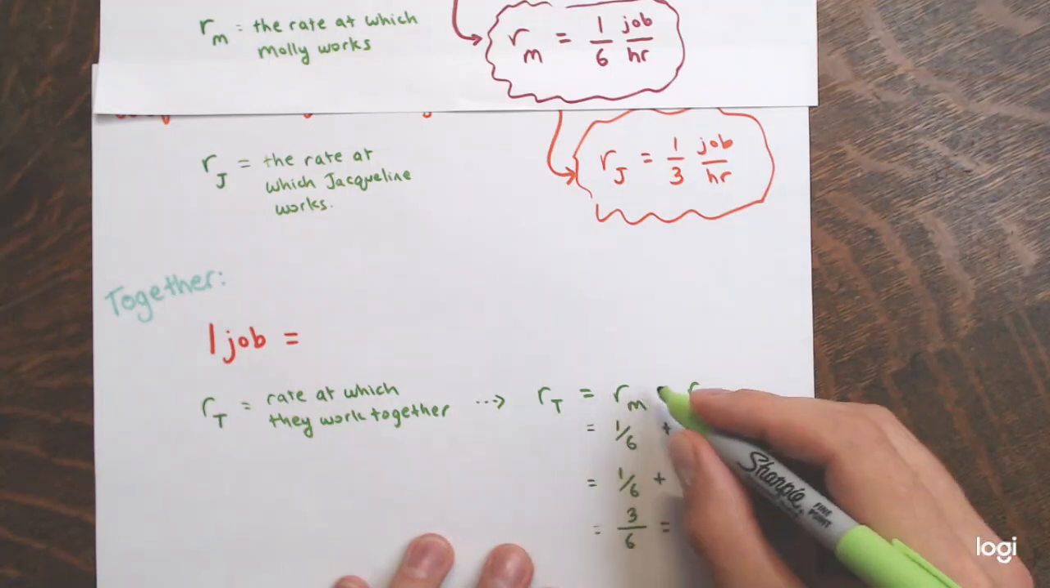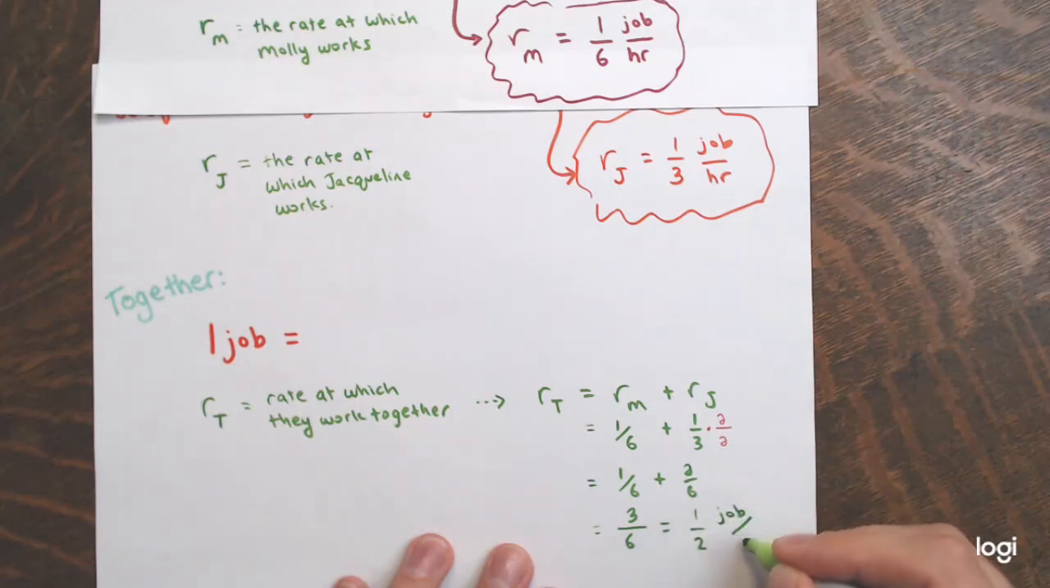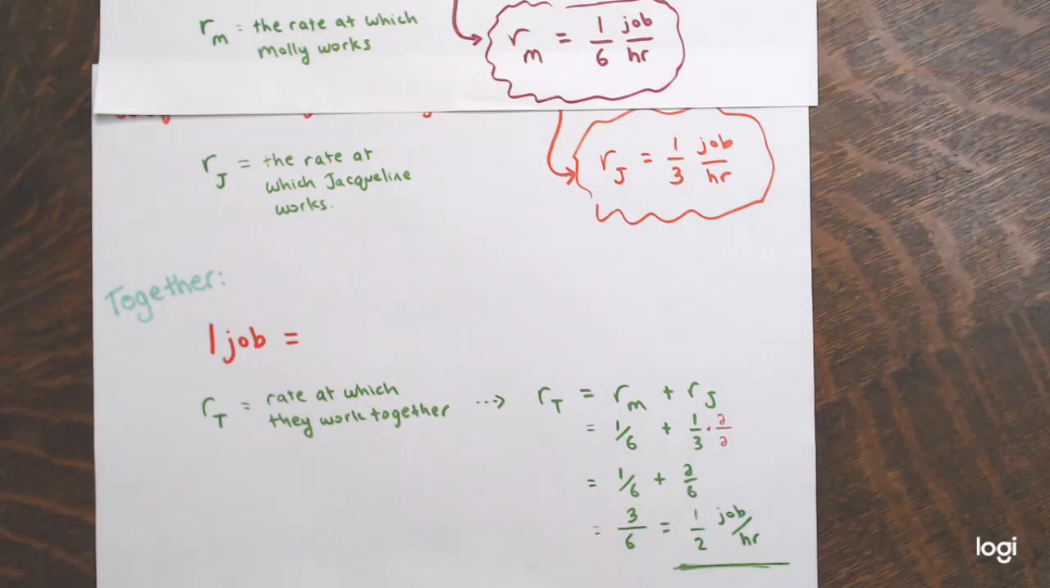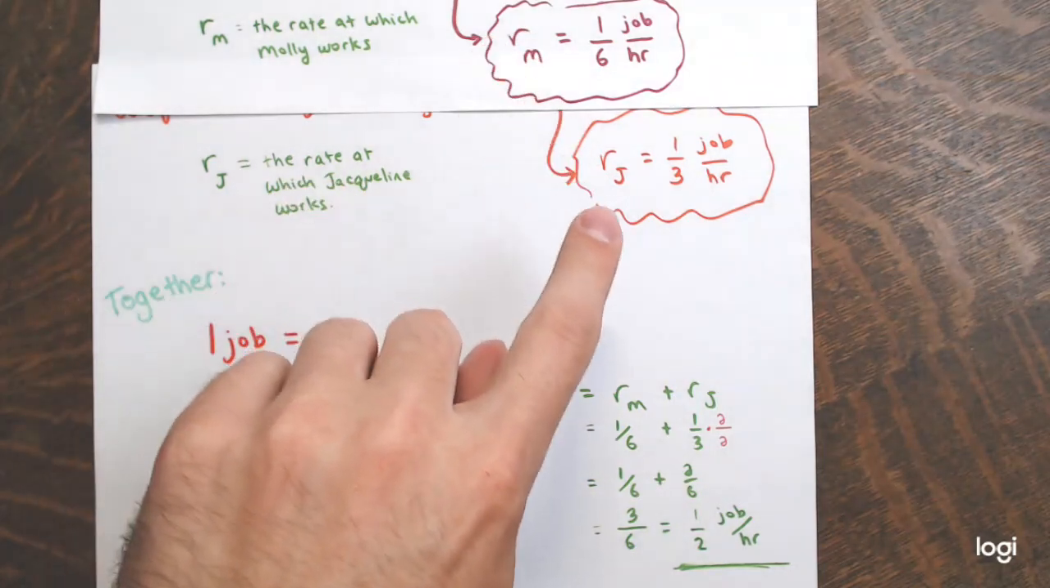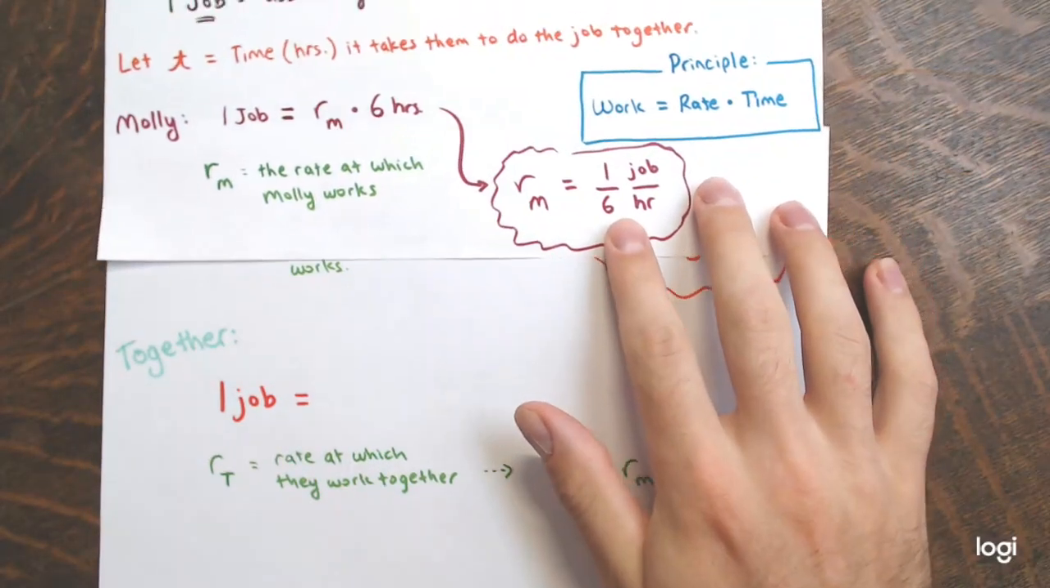And remember, all these are rates. All these have this unit of jobs per hour, right? So this is important, right? This is going to help us a lot because, so I said I didn't know the rate at which they work together, but since I know how fast they work individually, I actually do know how fast they work together. So if they work together, they'd get half the job done in 1 hour. So hopefully you can see that means they'd be done in 2 hours, but let's finish the problem. Let's finish out our principle.